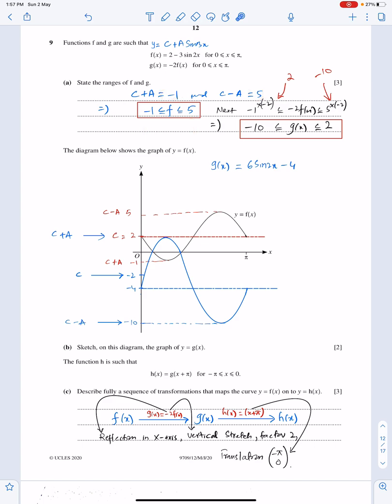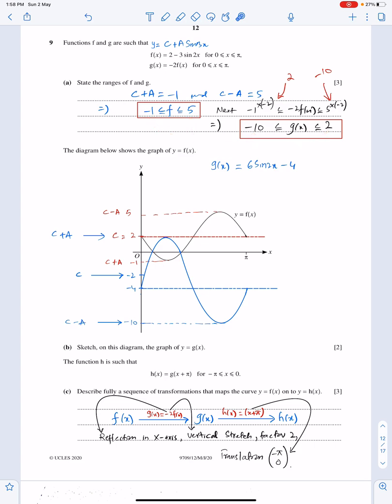Now for the range of g, you just need to observe g. g is negative 2 times f of x. You just need to multiply this with negative 2, and this is also by negative 2. So when you multiply this with negative 2, you will get 2. When you multiply this by negative 2, you will get minus 10. So the range of g is minus 10 to 2.